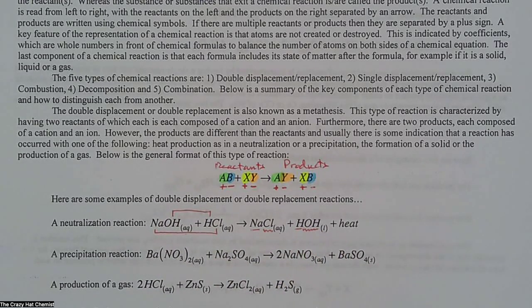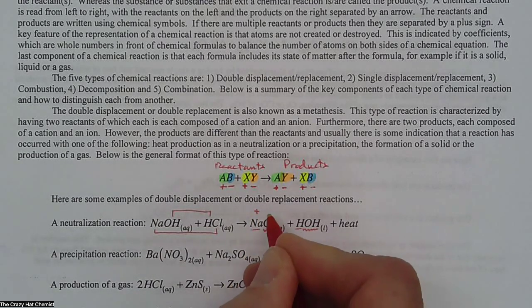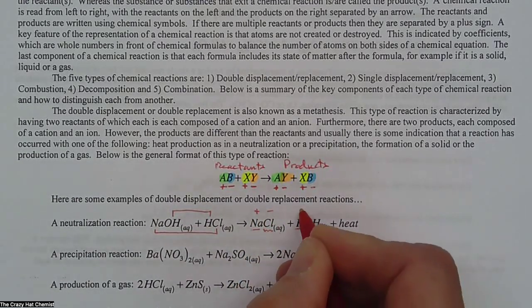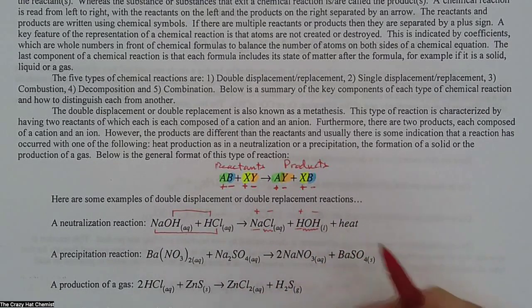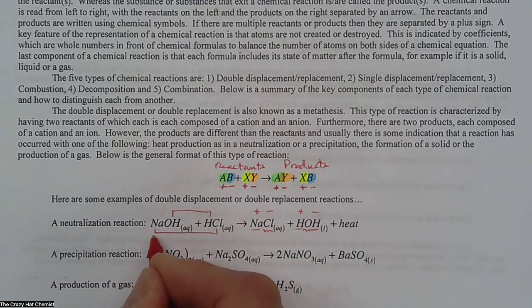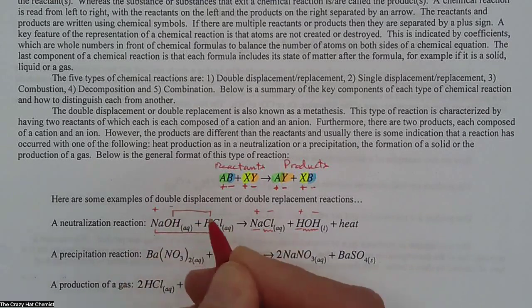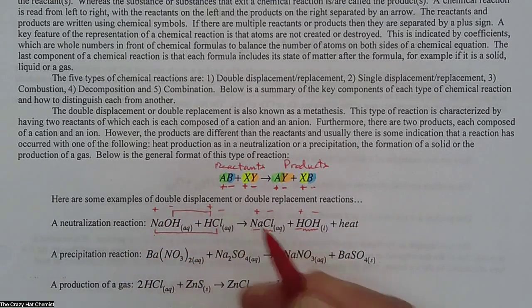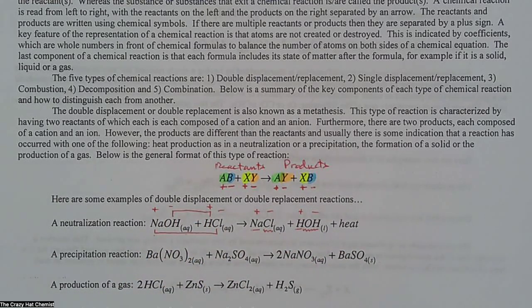Notice also that the cation is always written first, the anion is written second, the cation is written first, the anion is written second. And that is the same with both of the reactants as well. The cation is written first, the anion is written second. Okay, perfect. Let's do another one. Here's a precipitation type of reaction. That's barium nitrate. That's aqueous plus sodium sulfate.